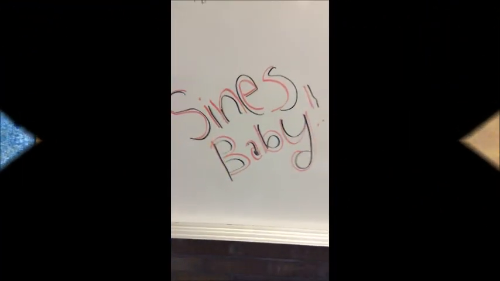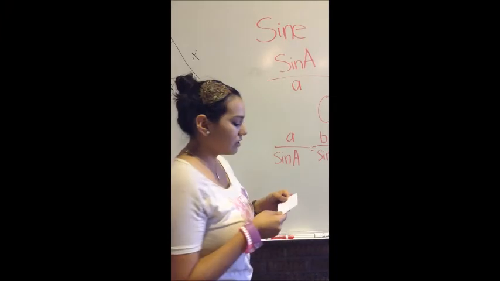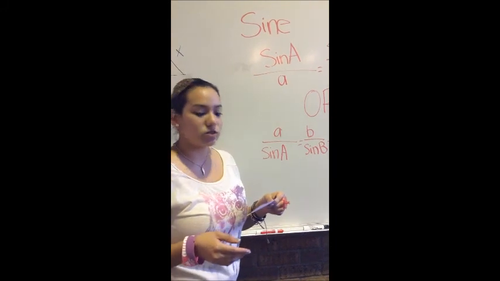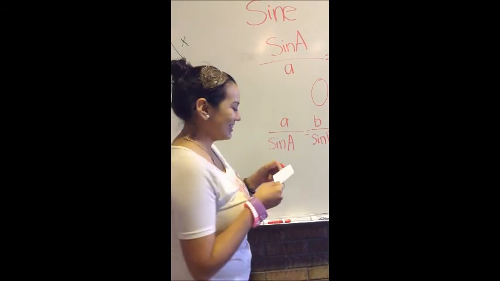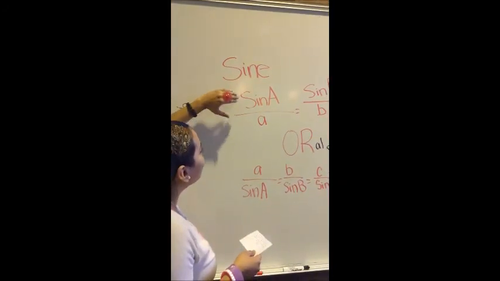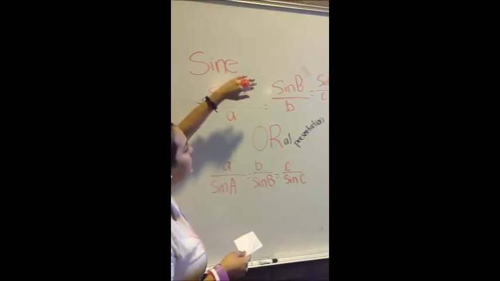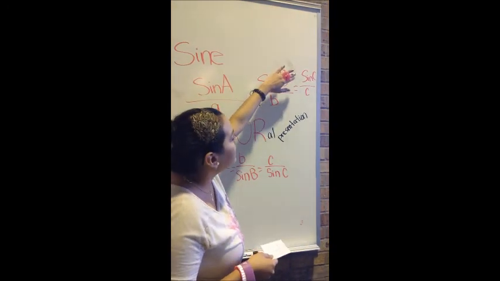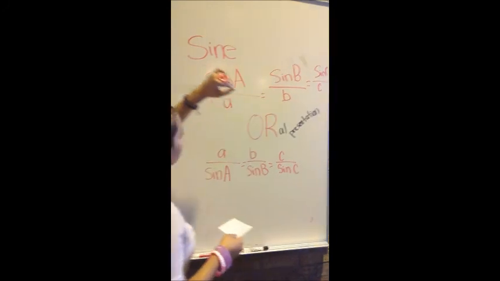or SOHCAHTOA. Let's talk about sines, baby. Let's talk about you and me. First, we're going to start with sine. I stated the definition earlier, but sine is used when you have one side and two angles. The law of sines is sine of big A over little a equals sine of big B over little b equals sine of big C over little c.